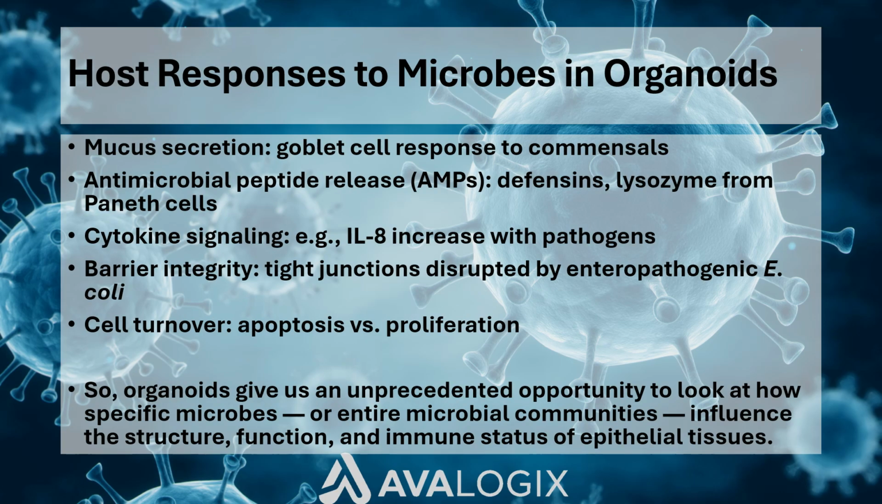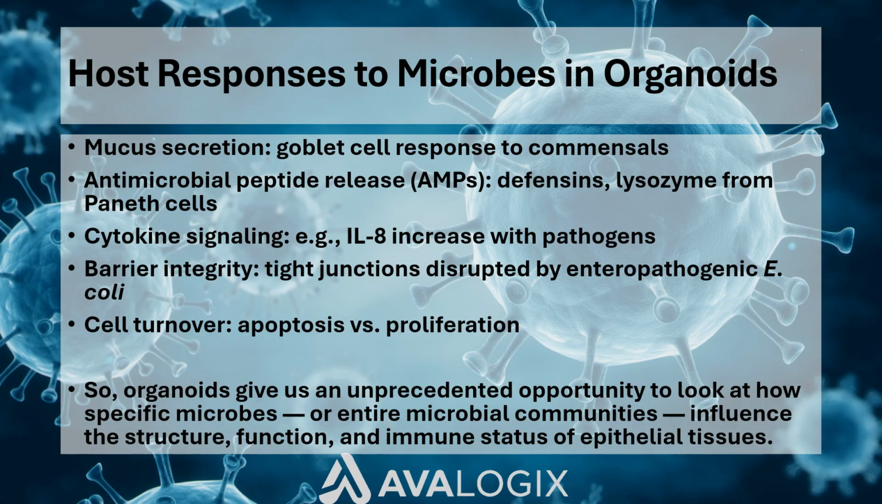Organoids allow us to track a wide range of host responses in a relatively controlled and high-resolution way. Let's go through a few of the most important responses we commonly observe. 1. Mucus secretion. Goblet cells within gut organoids respond to bacterial colonization by increasing mucin production. This mucus layer is crucial for maintaining a physical barrier between microbes and the epithelial surface. In organoids exposed to commensal bacteria, we often see a thickening of this layer, a sign of a healthy defensive response.